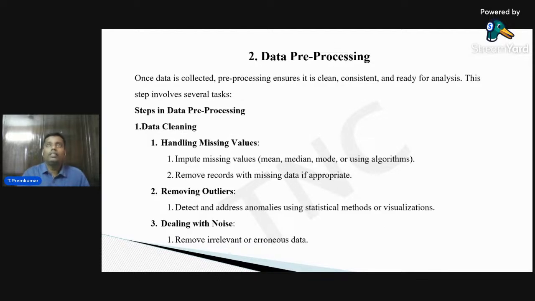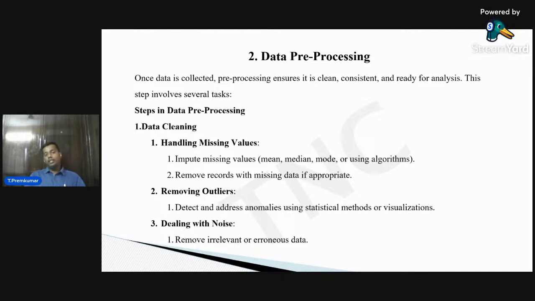The next one, after data collection, the very next stage we're going to see is data pre-processing. Once the data is collected, pre-processing ensures it is clean, consistent, and ready for analysis. After collecting the data from various sources, it should be ensured that it is clean, consistent, and ready for analysis. When you go for data pre-processing, we have several steps to take. The first step is data cleaning.